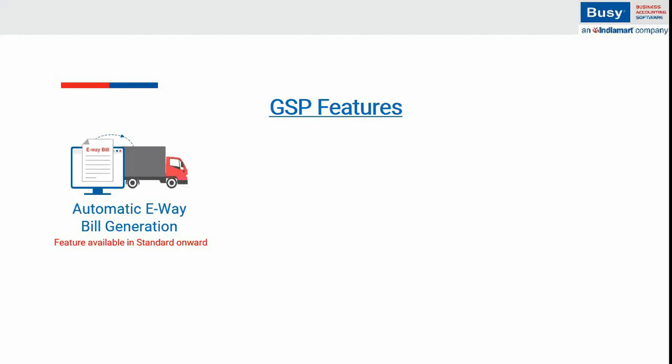So the complete process is automatic in Busy software. And if you want to continuously use this feature, then BLS should be active in the license. This is mandatory for transporting your material, and you can generate your e-bill automatically directly from the software. But the condition is you have to keep your BLS active in the license. This feature is available in standard onwards, which means it is available in standard and enterprise edition, not in basic.